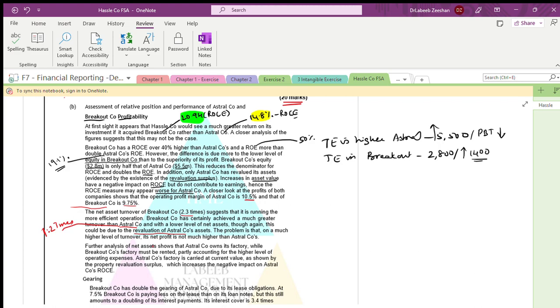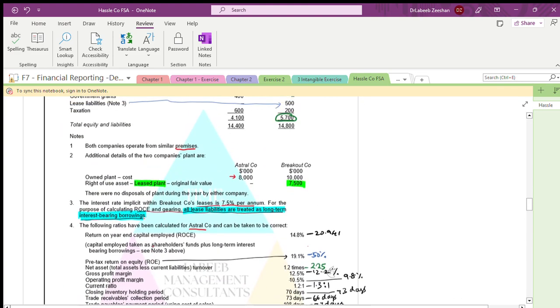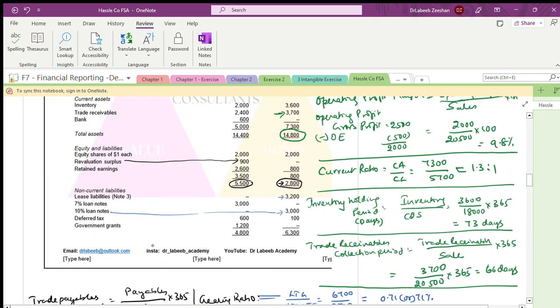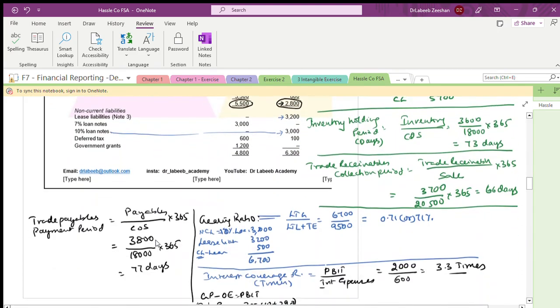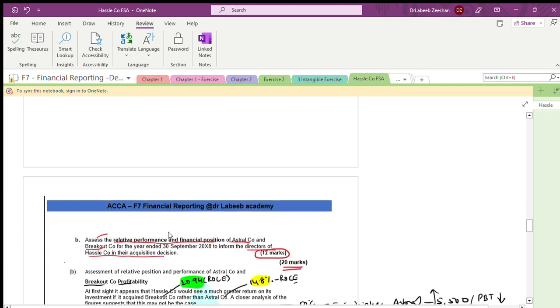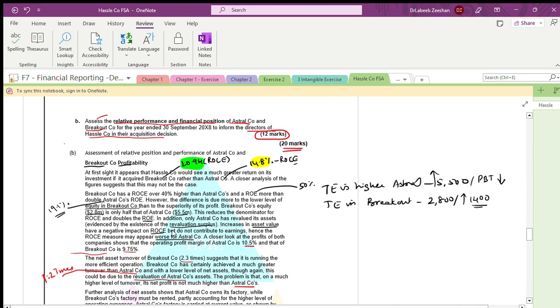The problem is that on a much higher turnover, net profit is not much higher than Astral. Now again, stage by stage you have to work it out slowly. Here the profit for the year is 900. Here how much is it? 1000. Now you can understand, we have to be a little bit careful. 12 marks are there. 12 marks make the real difference.